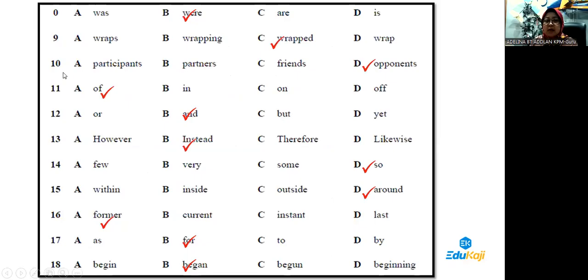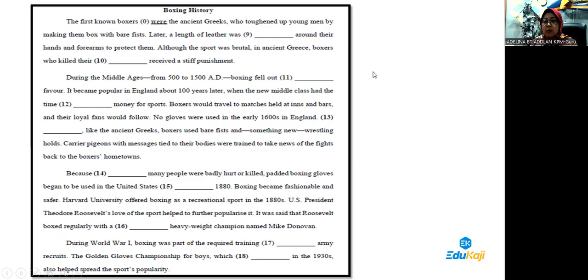Number 10. Number 10 is actually testing students on their vocabulary, because you are given choices of words which are quite similar in meanings to each other. Participant, partners, friends, and opponents. So the answer is D. Why is it a D? You're talking opponents because you are basically fighting with a different side of the world.